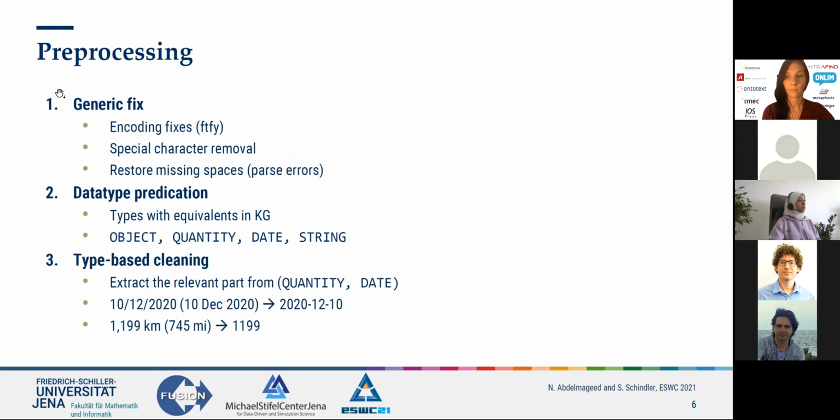For the pre-processing, it involves three tasks. The generic fix, including the encoding fixes and restoring missing spaces, like parse errors. And for data type detection, prediction for columns, we restricted the choice of the data type per column to those which have equivalent types in Wikidata. So basically we have those four: object, quantity, date, and string. And finally, we have the type-based cleaning. Basically, we try to extract the relevant part from quantity and date from the given cell value to facilitate the matching.